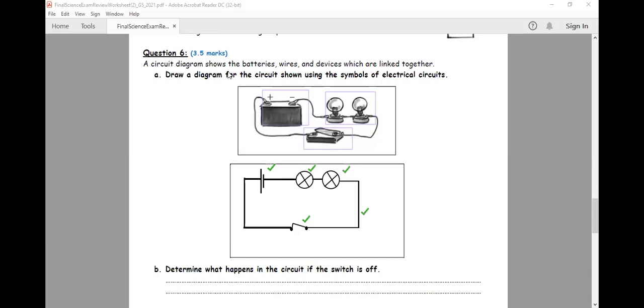The switch is open. It will not light up. Because if it was closed, then it would light up. Okay, so bravo for knowing that we have to justify. I said determine. So the light bulbs will not light up because the switch is off, and it will light up if the switch is on.